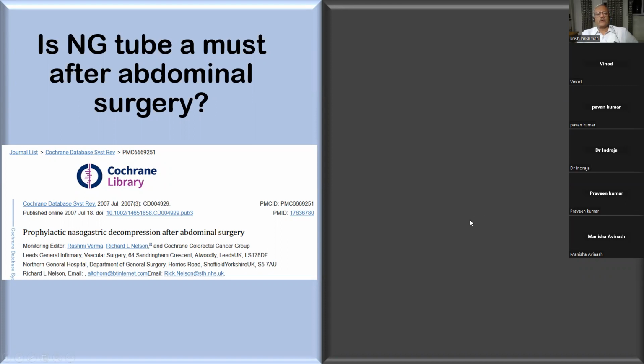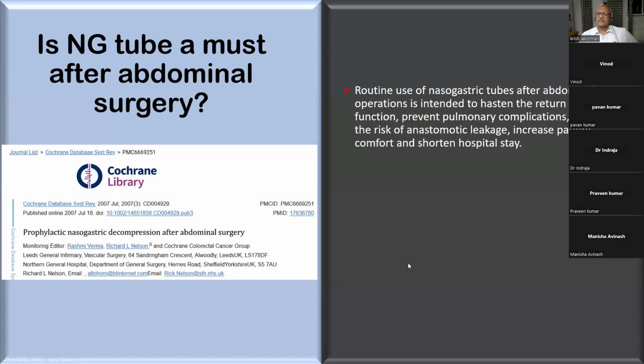Pawan, what is your take on the routine use of NG tube after an operation, even a major operation? Let's say hemicolectomy. Sir, for hemicolectomy, no need of Ryle's tube, I'm thinking. Why do you think so? Sir, because most of the contents won't come through the Ryle's tube, it won't drain. It will come through. But the actual reason is something else. You don't use it routinely, but the reason is something else.